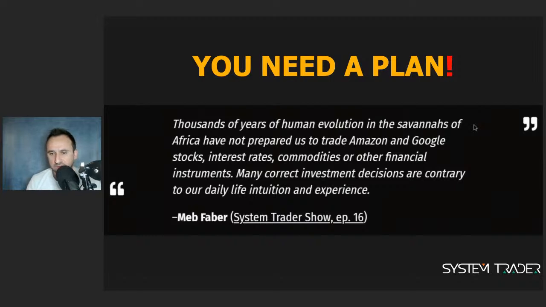I had Meb Faber on my show last year, and he said very great words: thousands of years of human evolution in the savannah of Africa have not prepared us to trade Amazon and Google stocks, interest rates, commodities, or other financial instruments. And many correct investment decisions are contrary to our daily life intuition and experience. I think these words are very important, that we need to have a plan.